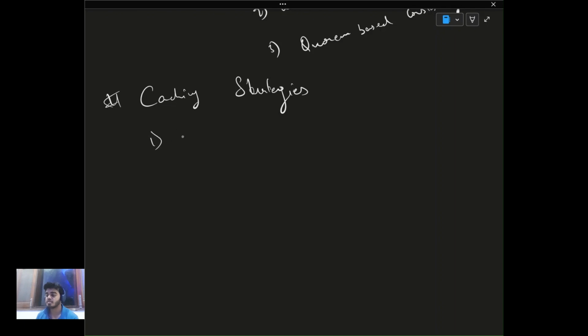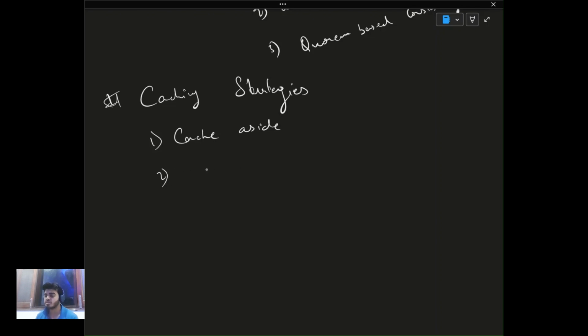Cache aside, and this is the most common that we use. In this, the application first checks the cache. If data is missing, it fetches from the database and stores it in the cache.